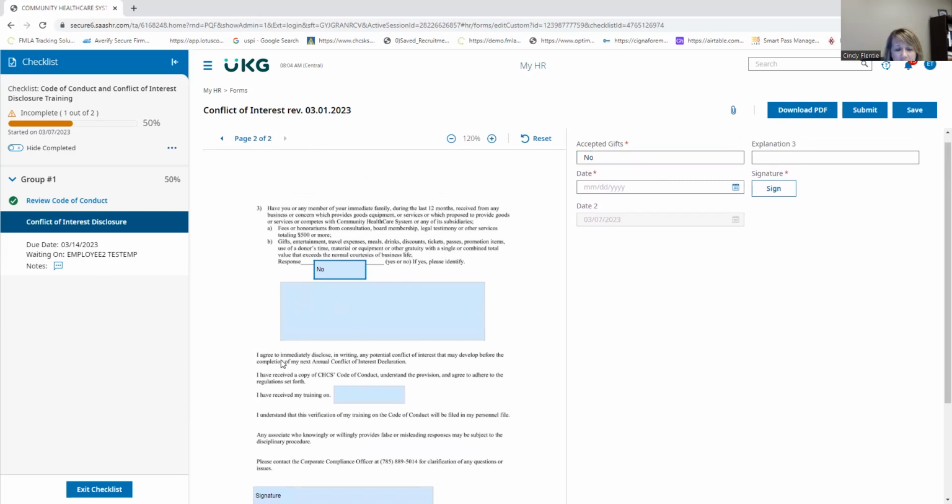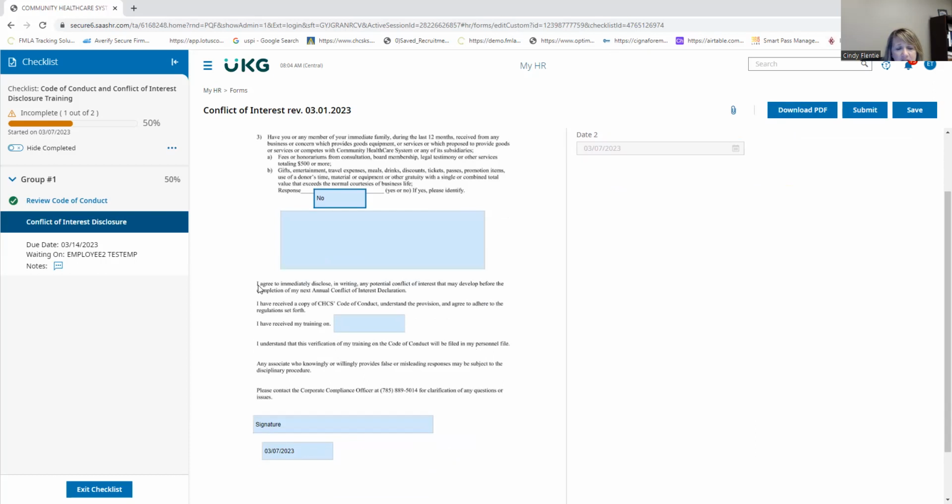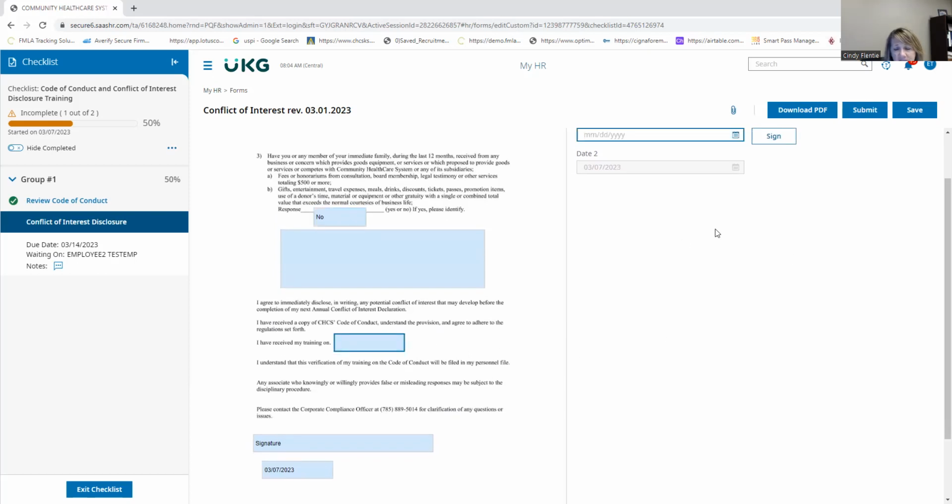Then you're going to come down here and you're going to read this. I agree to immediately disclose in writing any potential conflict of interest that may develop before the completion of my next annual conflict of interest declaration. And then it says, I have received a copy of the CHCS Code of Conduct and understand the provisions and agree to adhere to the regulations set forth. And then you're going to say, I've received my training on. So you'll just put the date that you're reviewing this and receiving this training.